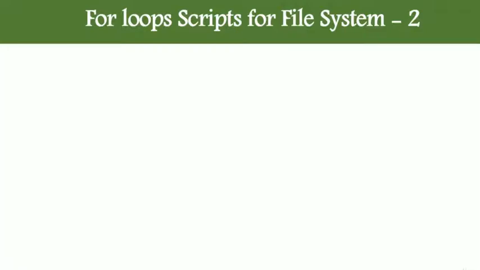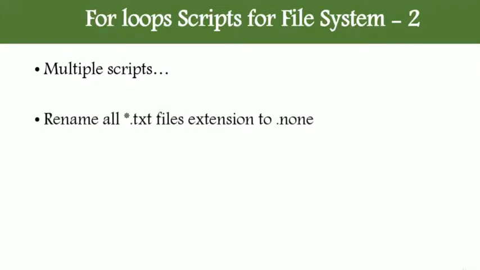Okay, moving on to the next lesson. This lesson is also about the for loop and is an extension of the last lesson that we covered. Here we are going to cover a couple of scripts again. One script is how we could rename files that have a .txt file extension to .none, or any file that you want to change to a different name.